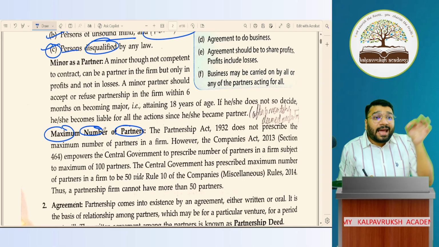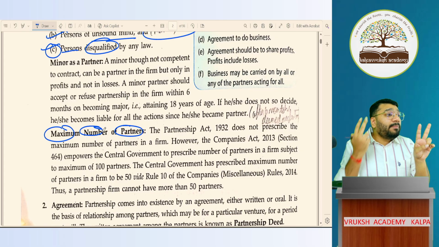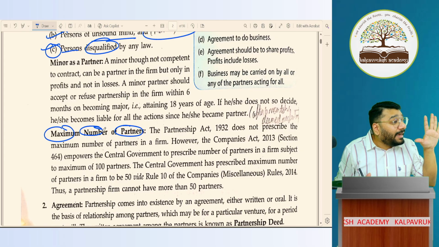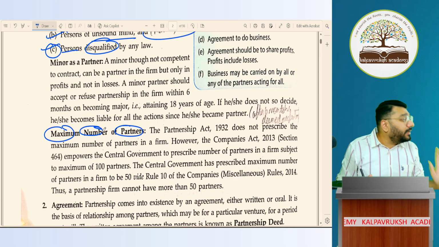50. So if you and I want to start a partnership firm, minimum 2 people. If you keep on adding more partners, the maximum number of partners that you can add in any firm is 50. Beyond 50, you cannot add. Am I loud and clear?